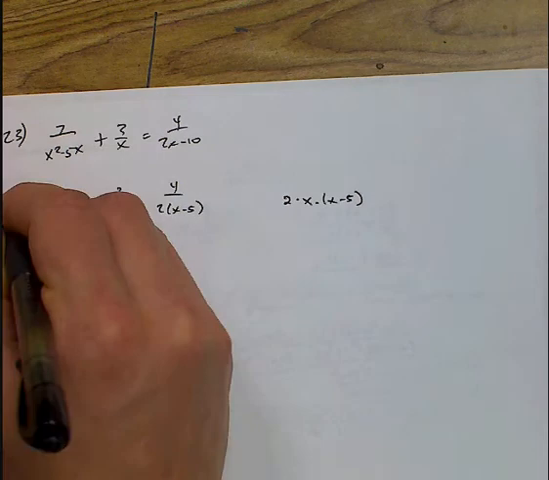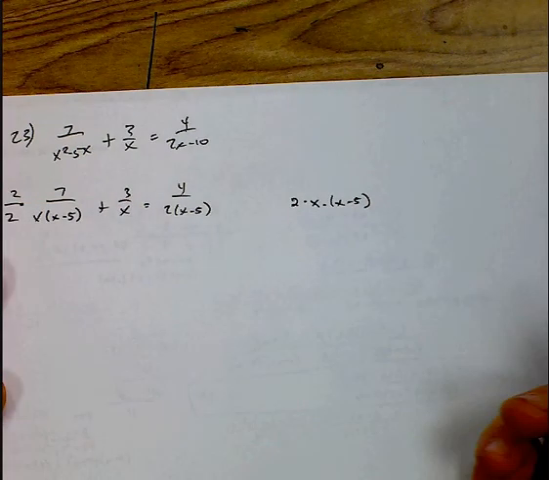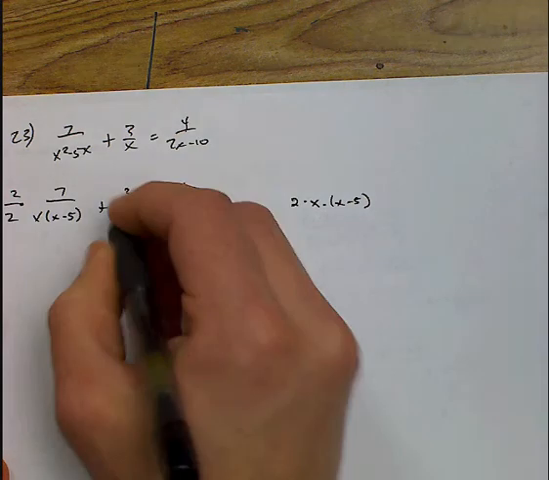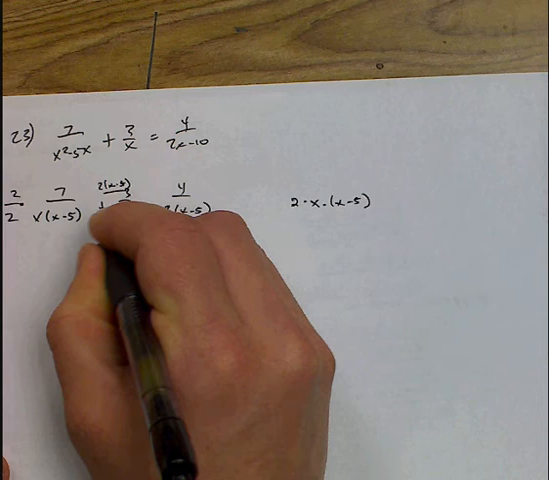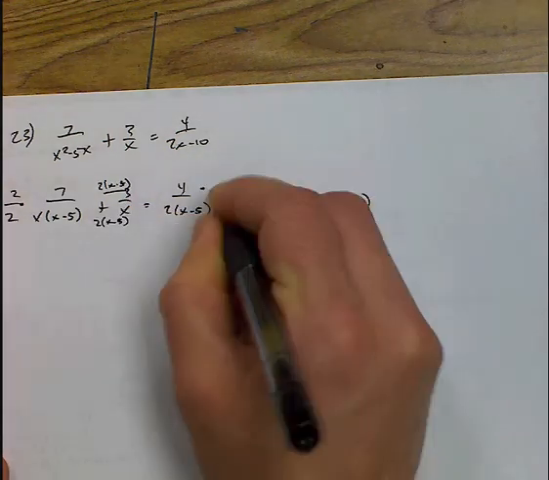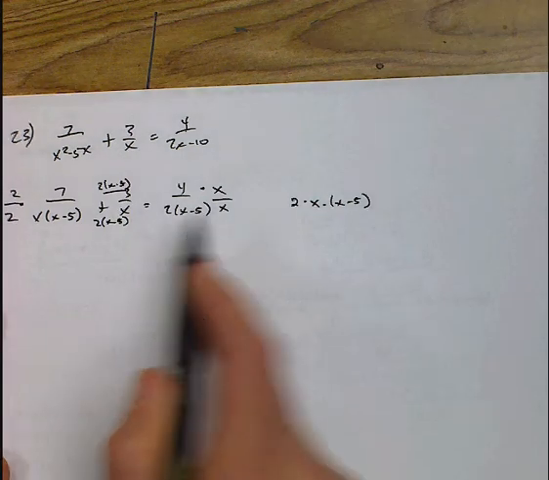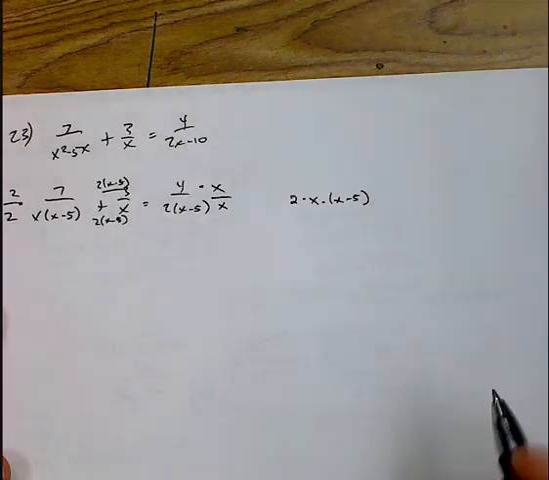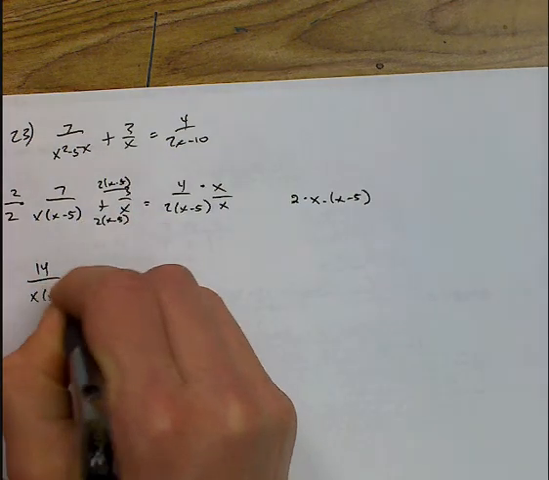So I want each of these to have this denominator. This fraction needs to be multiplied by 2 over 2, which is just the same thing as 1, so I'm not changing the value of the fraction. This one needs to be multiplied by 2 and x minus 5. And this one needs to be multiplied just by x over x. So again, I can multiply each individual fraction by a different version of 1, and I'm not changing the value of that fraction. So now I have this.